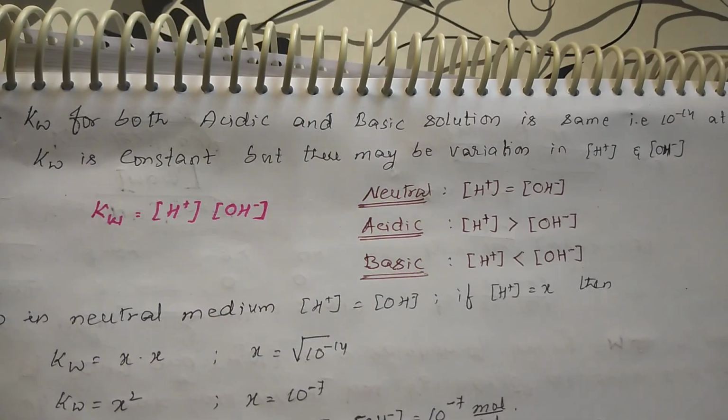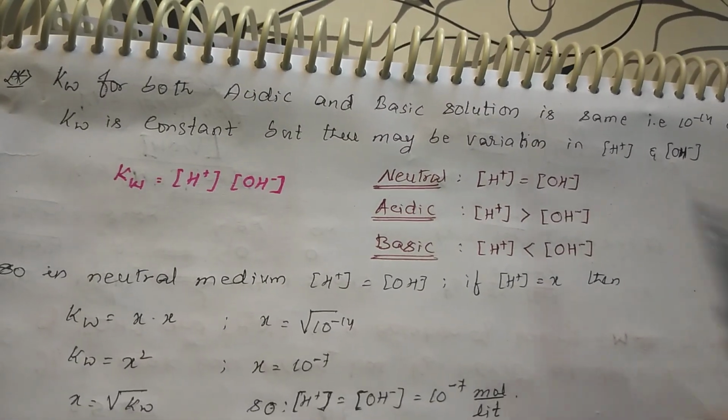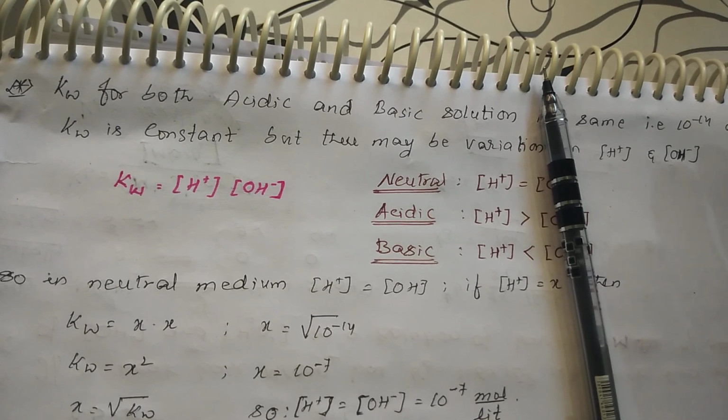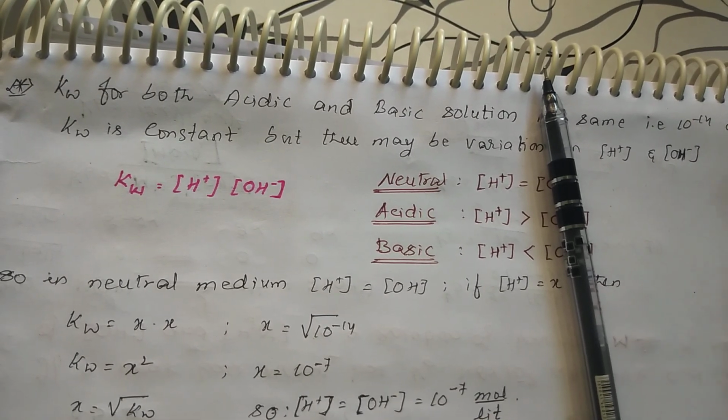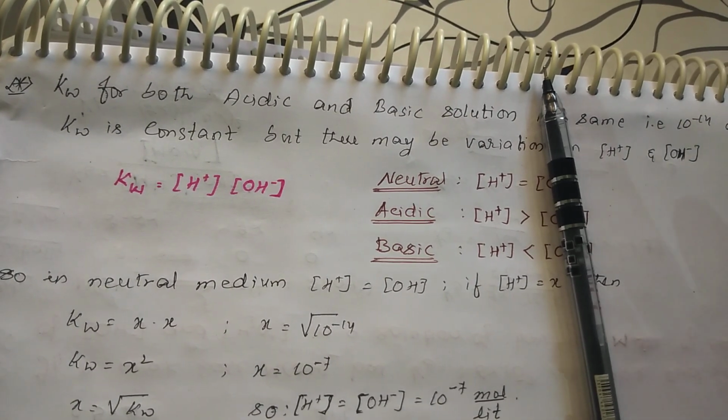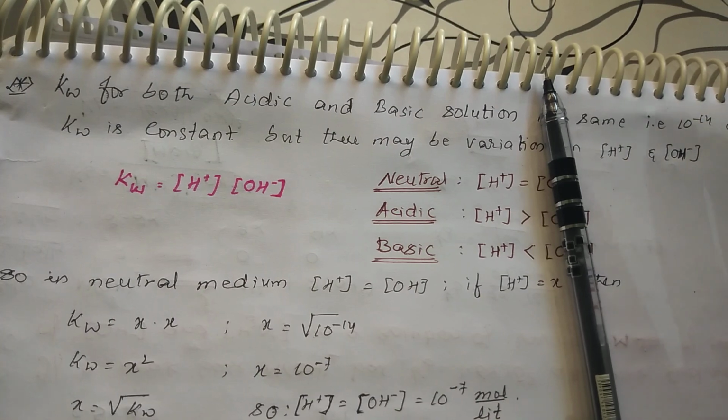So I am going on to calculating Kw. If you take a container in which water is present and add acid, Kw is still constant. If you add a base, Kw is also constant. Kw is for water. It doesn't depend upon the acid or base. But H plus and OH minus may vary.